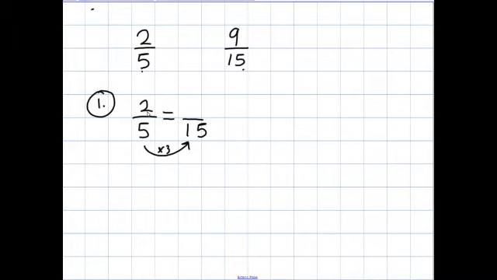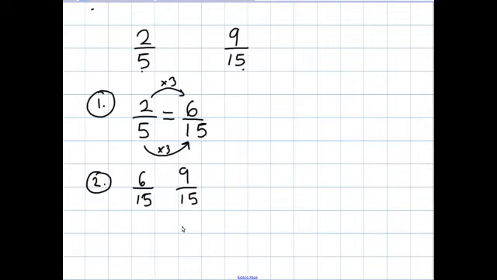Now, a little key rule is whatever you do to the denominator in a fraction, if you want the fraction to stay equivalent, as in equal proportion, you need to do the same to the numerator. So I'm then going to multiply the numerator by the same amount, which is 3. So 2 times 3 gives me 6. And that would give me an equivalent fraction. So 2/5 is the same as 6/15. And then I could compare the two fractions, 6/15, which is the same as 2/5, and 9/15 to see which one is bigger.